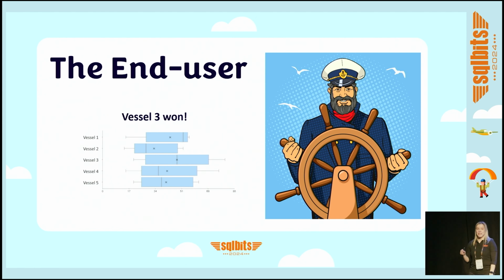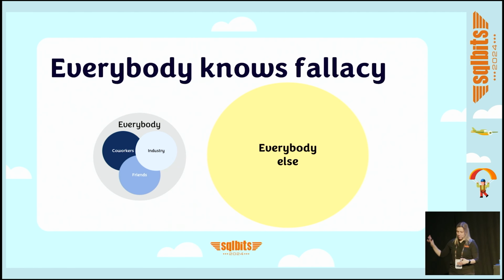And that doesn't mean that the data scientists did a bad job. They just analyzed the data in a way they were used to analyze the data. They reported the data in a way they were used to report the data. But they didn't clearly think about their end user and how they are going to use the report. And part of this is the everybody knows fallacy. We often think that everyone around us knows the same things as we do.